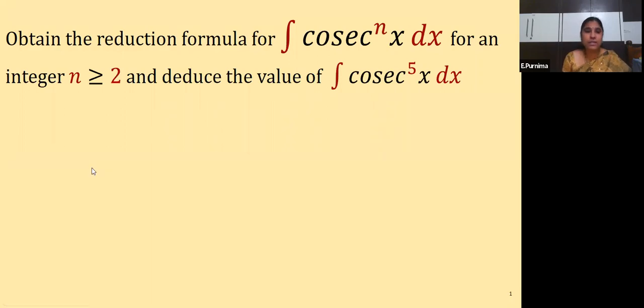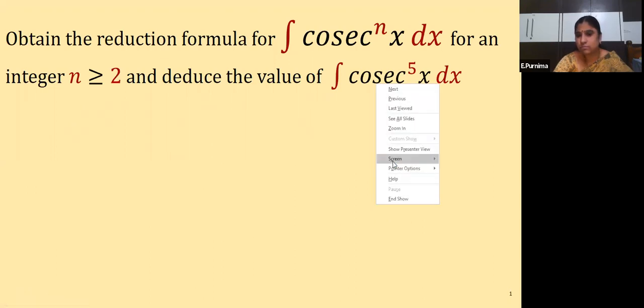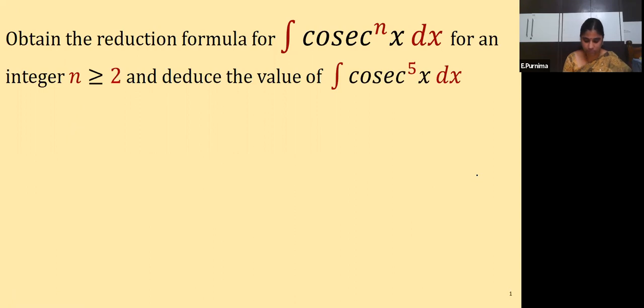Now here, what is our In value? In is equal to the integral of cosecant to the power of n x dx, for n greater than or equal to 2. Same thing, children, here also. Now, for this one, what we do? The integral of cosecant to the power of n minus 2 x into cosecant square x. Same thing as what we did for tan.